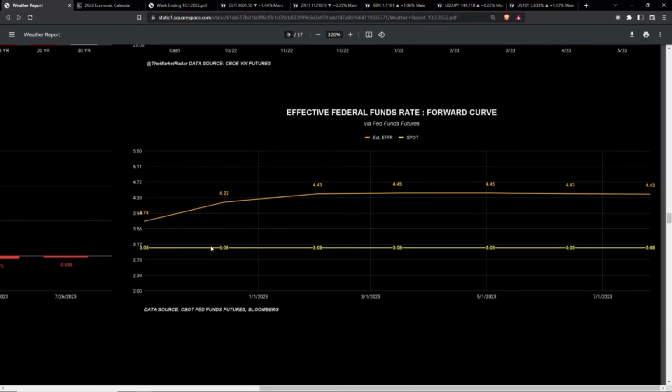We're currently at 308 basis points for the effective federal funds rate, the spot price, and we're expected to hit a terminal of 445 basis points in mid March of 2023. After which it seems it's going to stick there for a while, and then going out 12 months from where we are today, rates seem to be peaking in March and holding steady until later next year.